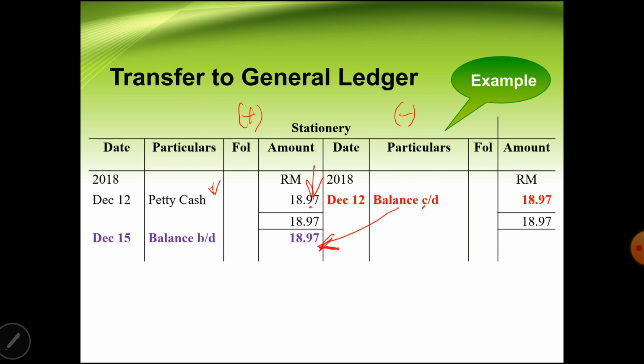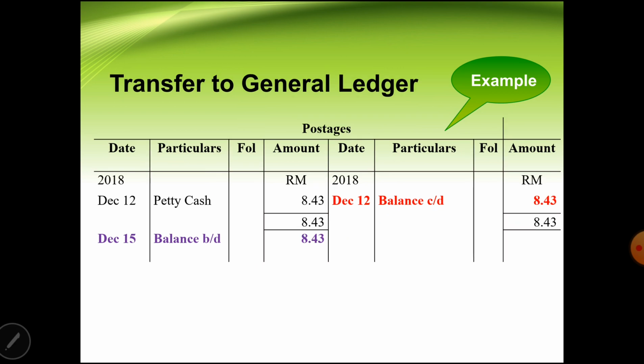It can be week, it can be month, depends on your questions. So write 15 balance PD and the figure. Okay, so this is how you do it, and the rest also you have to do the ledger lah. Example, the postages, you have to bring down the figure. You don't have to do it one by one, but you just take the total only. This is the total.